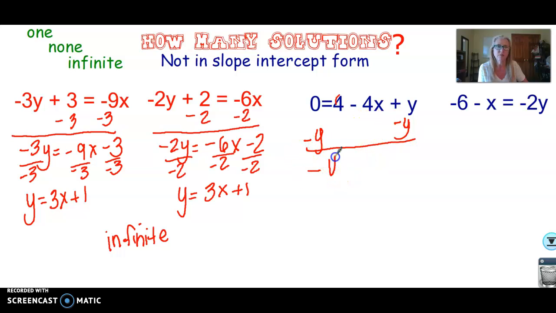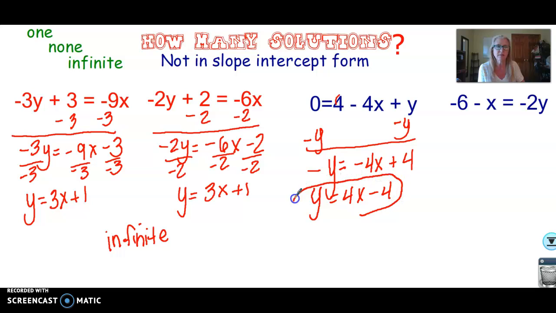It gives me negative y equals, and I'm going to fix the order of the terms over here. X should be first, and the constant should be last. The only problem I have right now is y can't be negative. So I will multiply every term times negative 1, which changes the sign but not the value. So it gives me 4x minus 4. Okay, so that's the slope-intercept form of the first one.